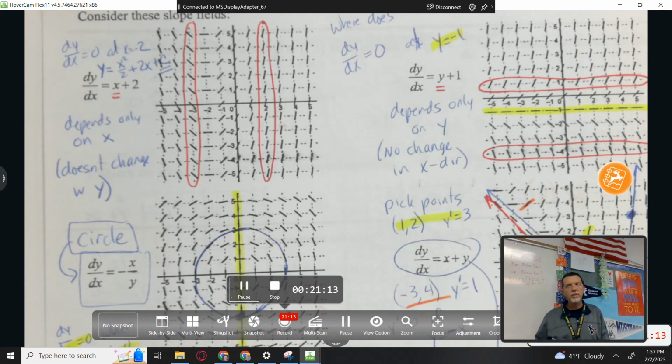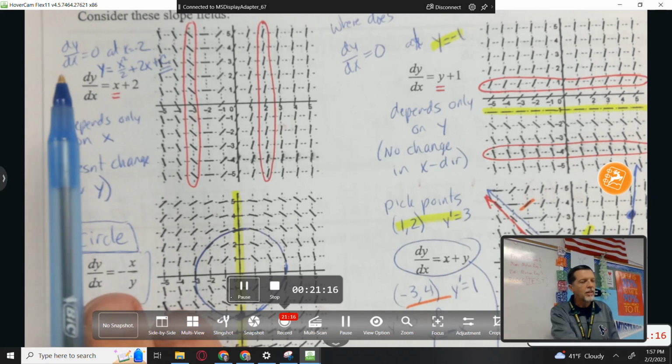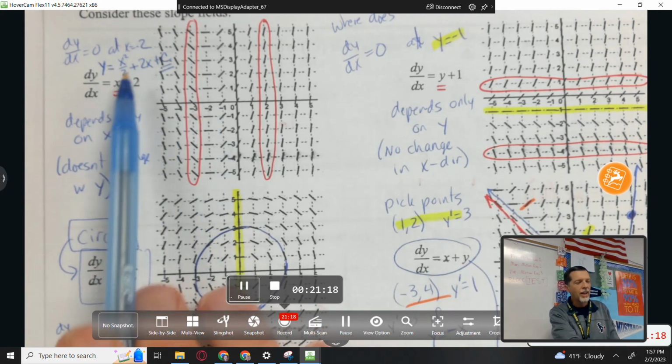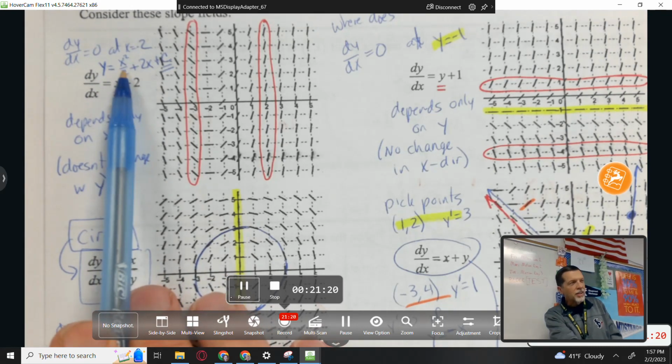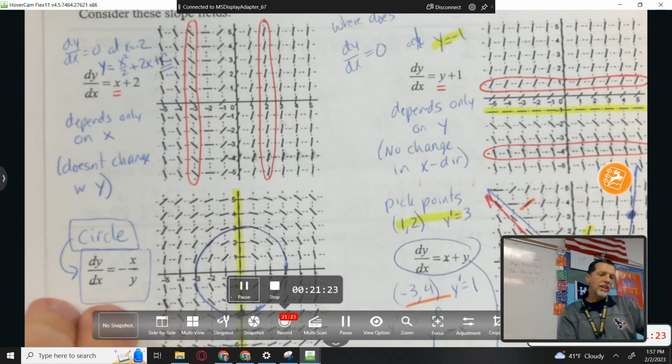So we get to the point where we can handle slope fields. We can also handle them where we take the antiderivative and compare our answers. That's a little bit further down the road, though.